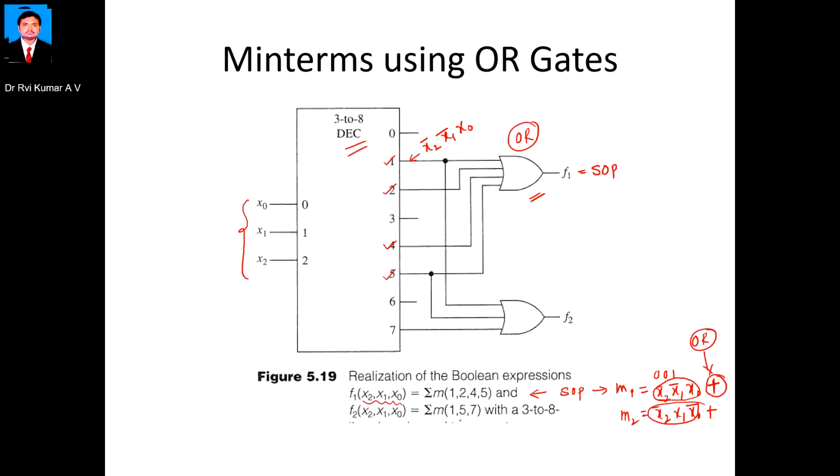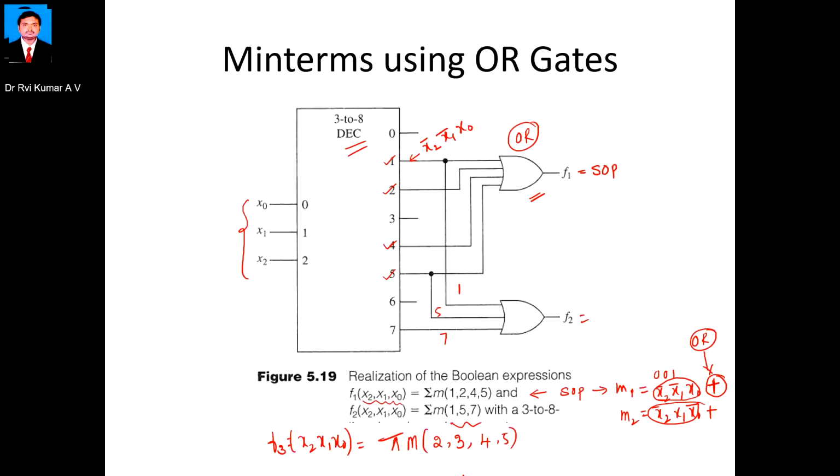Similarly, one more example, 1, 5, 7. So I have taken 1, and this is 5 and 7. As usual, it is an SOP expression, so that will be implemented by an OR gate. In the same way, for example, I want to implement some function f3 with the inputs x2, x1 and x0, as product of max-terms, let's say 2, 3, 4 and 5.